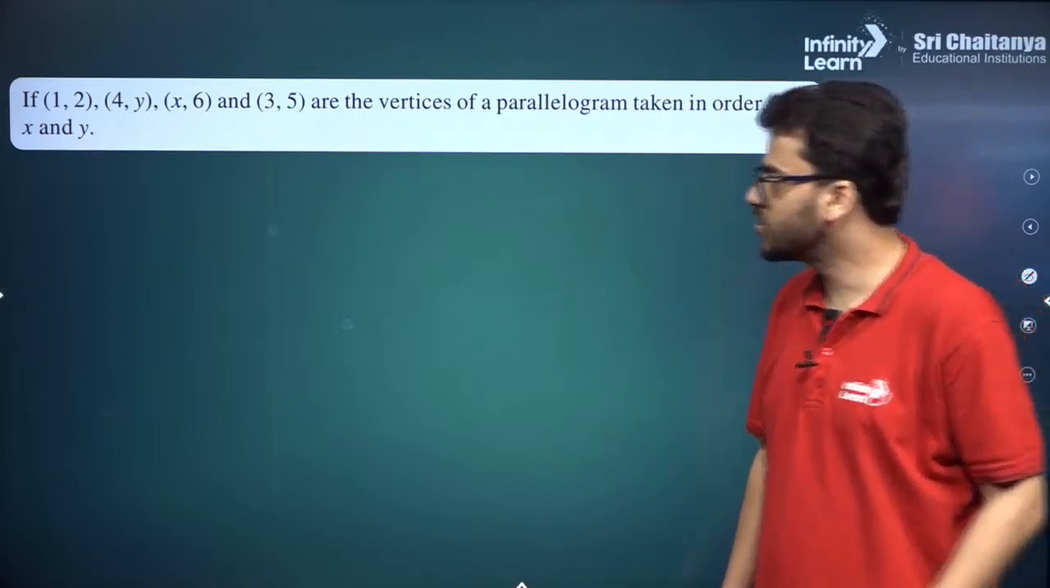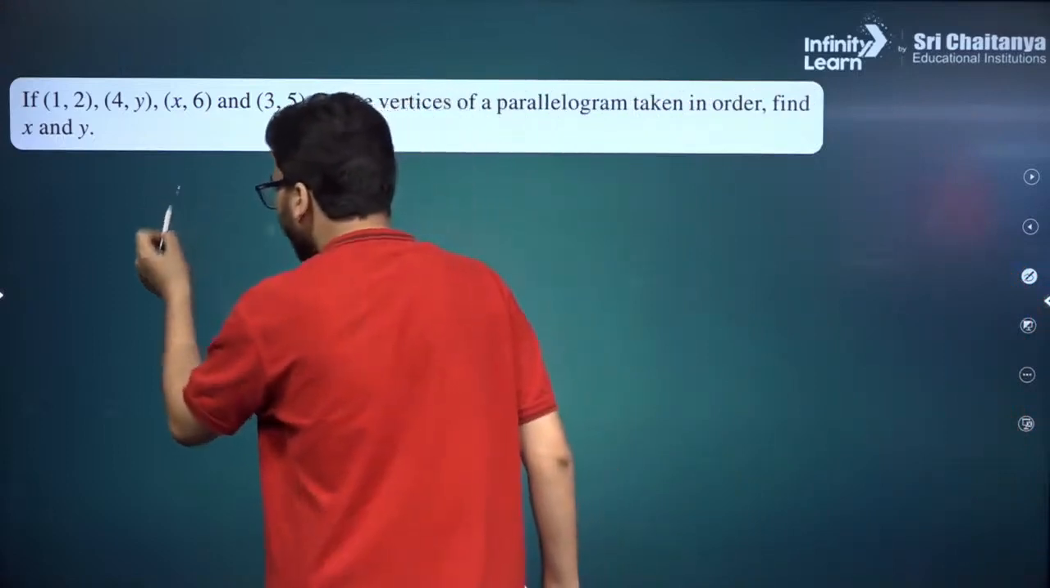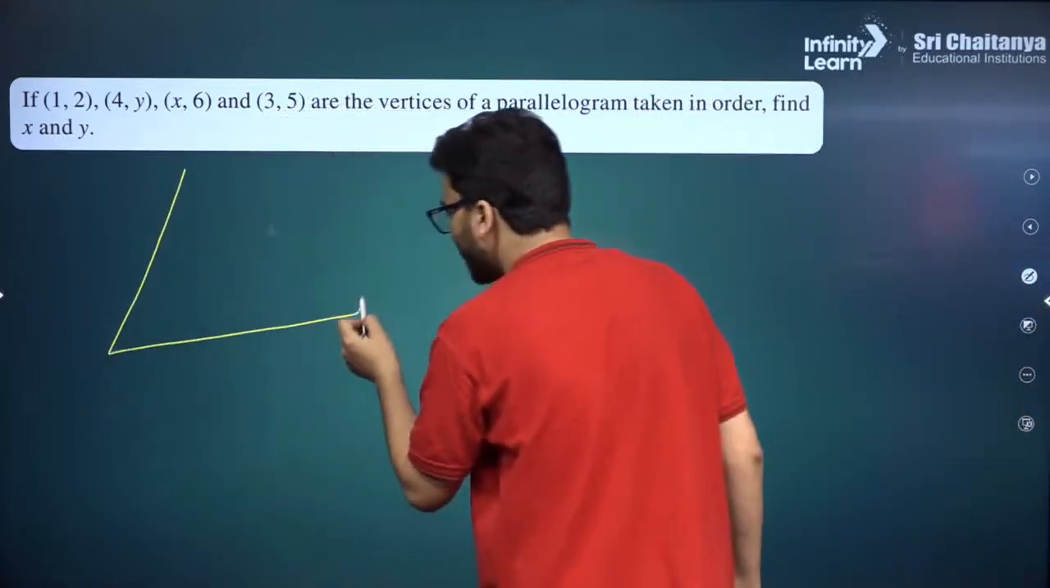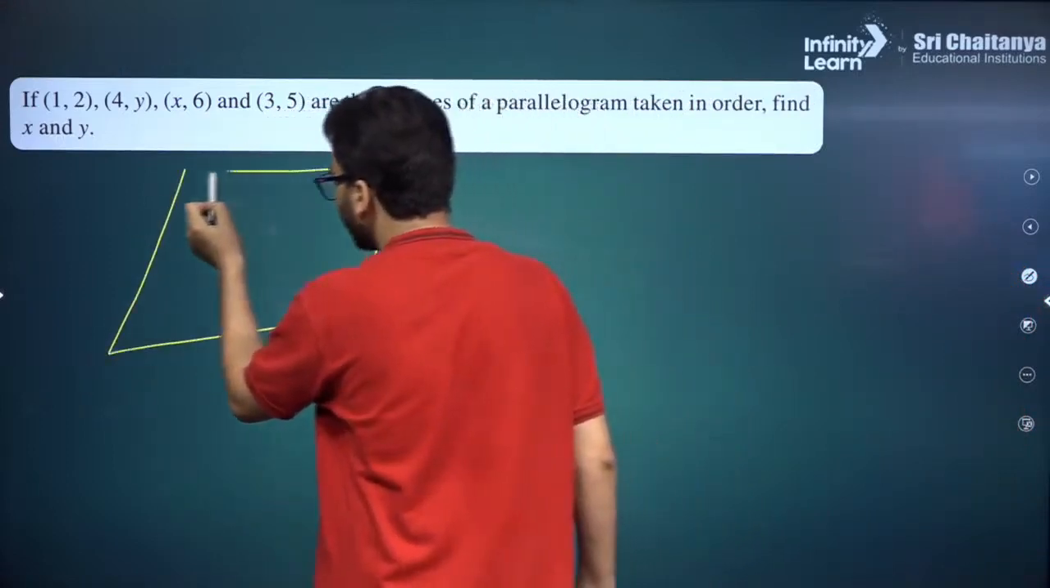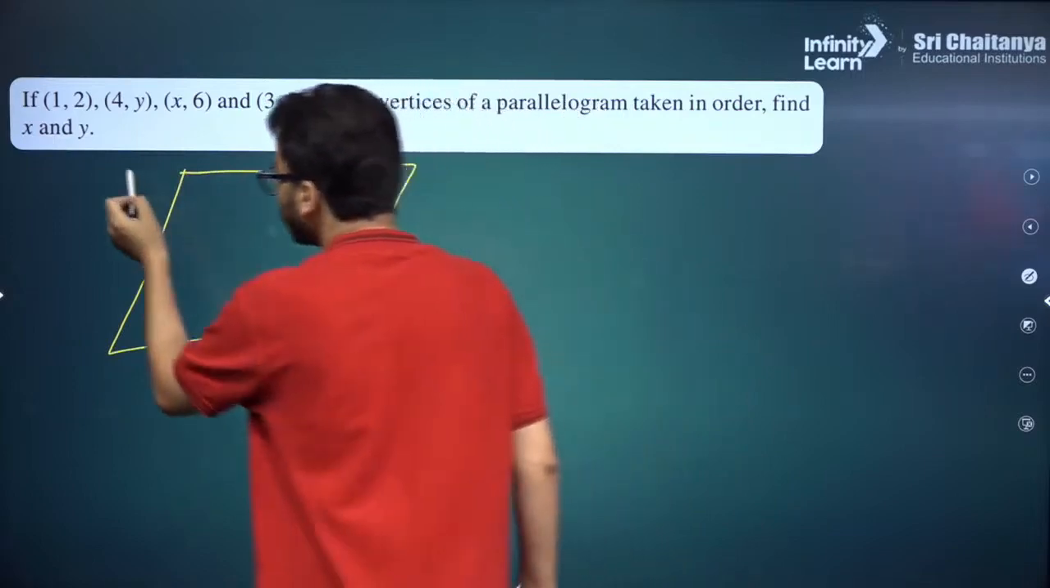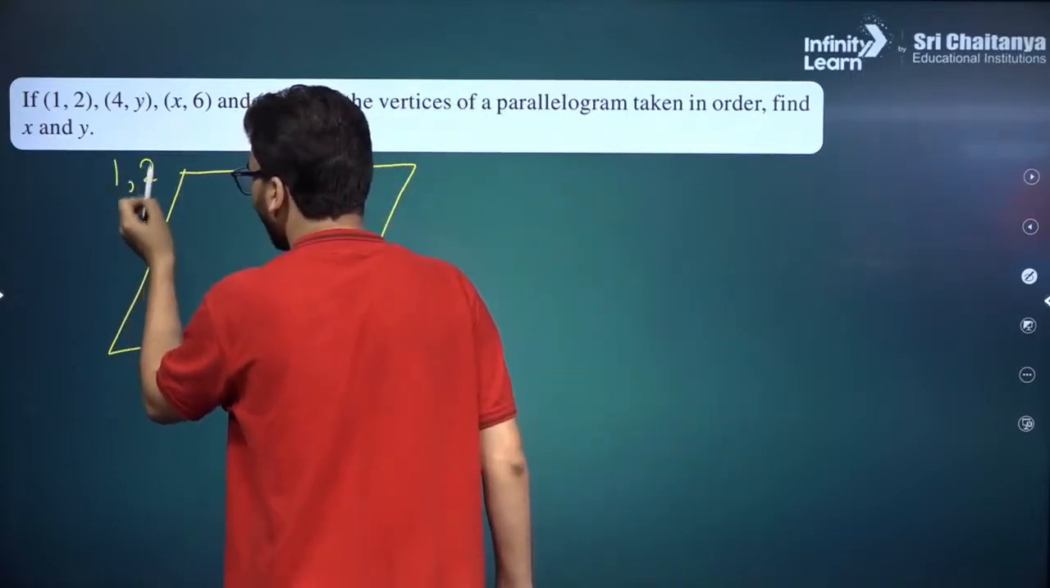Try doing this one, guys. You see it is given that these are the vertices of a parallelogram. Any random parallelogram you can draw. These are the vertices taken in order.